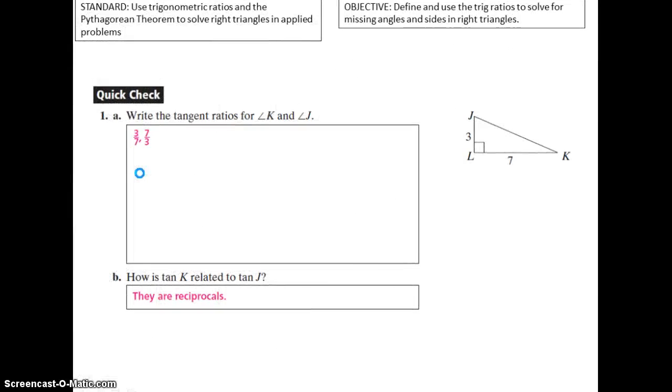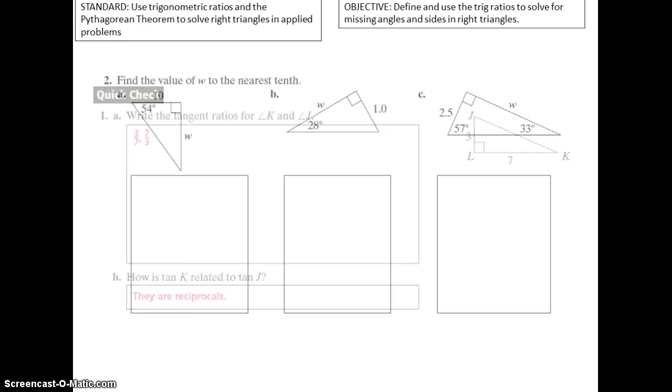Answers to the quick check. Very easy stuff here. Angle of K. Here's K. It's 3 over 7. That's the tangent. 7 over 3 is going to be the tangent ratio for angle J. How are they related? They're reciprocals.